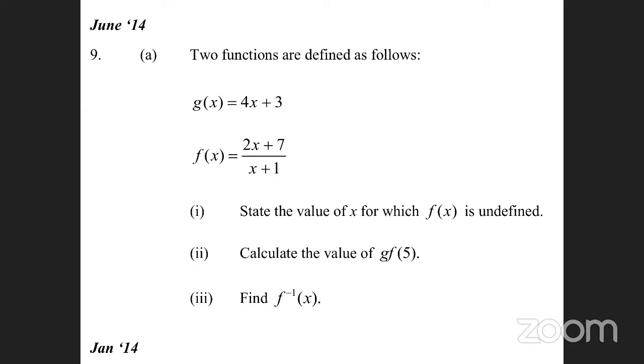Go ahead. Find f of g of 5. You can do it the long way or the short way. What's the long way? Find g of f of x and then plug in 5. What's the short way? Find f of 5 and plug in that value. And part 3 is what we've been doing all the time. Go ahead.